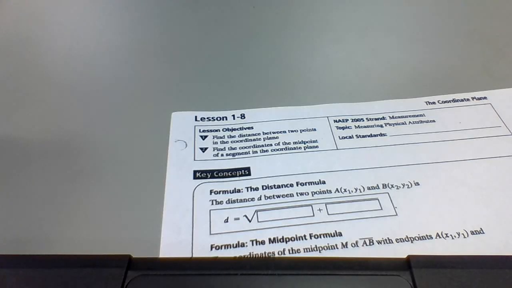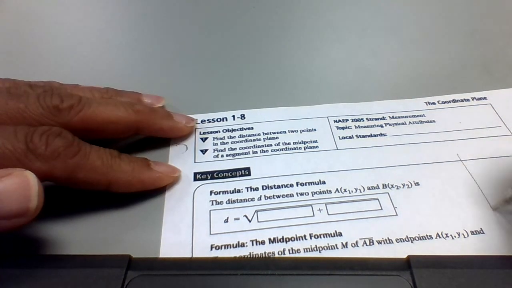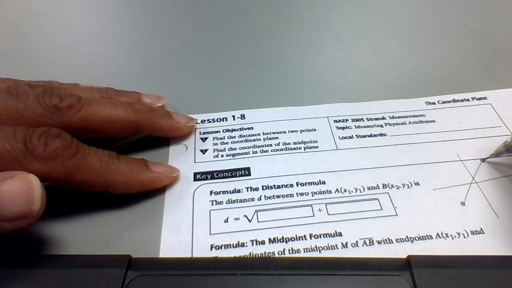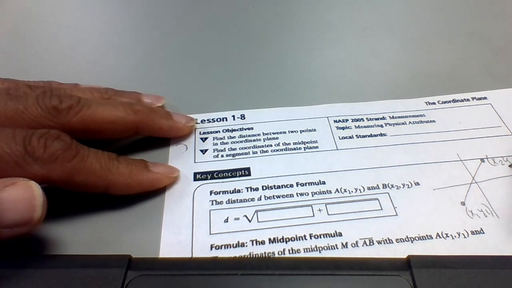Hello, this is Chapter 1, Section 8, the distance formula and the midpoint formula. What's going to happen is if you have 2 points, what you're trying to do is find the distance between those 2 points. And the first point might be labeled x1, y1, and the second point is x2, y2.